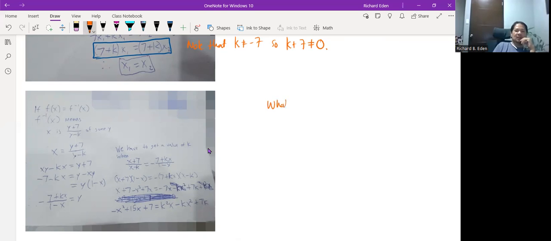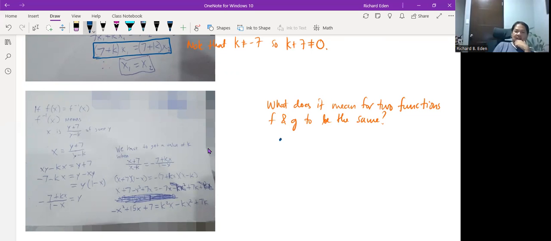What does it mean for two functions f and g to be the same? When the outputs from the same inputs are the same.